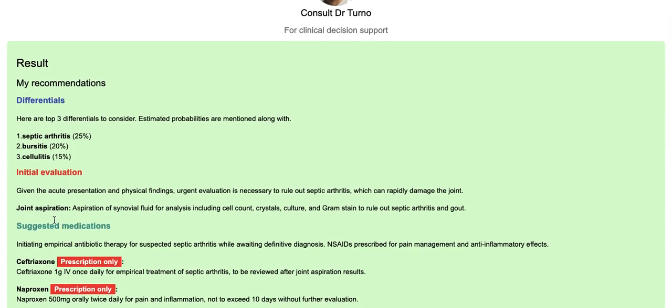So the initial evaluation: joint aspiration, aspiration of synovial fluid for analysis, including cell count, crystals to exclude gout, culture and gram stain to rule out septic arthritis and gout. So though gout was not in the differential list, the initial evaluation actually tries to exclude that. So these are the top differentials. It's not that the model considers only these three differentials. These are the top three differentials, but the actual differential list is much larger than that.